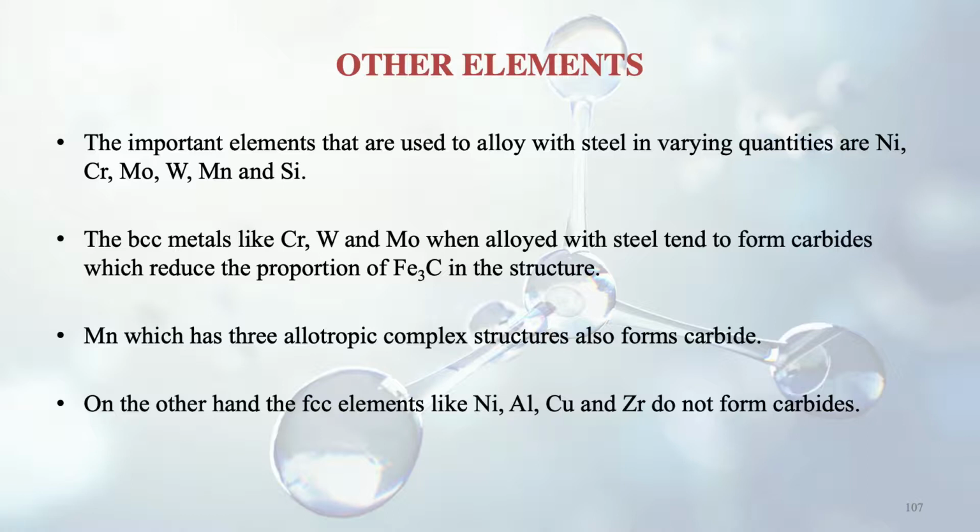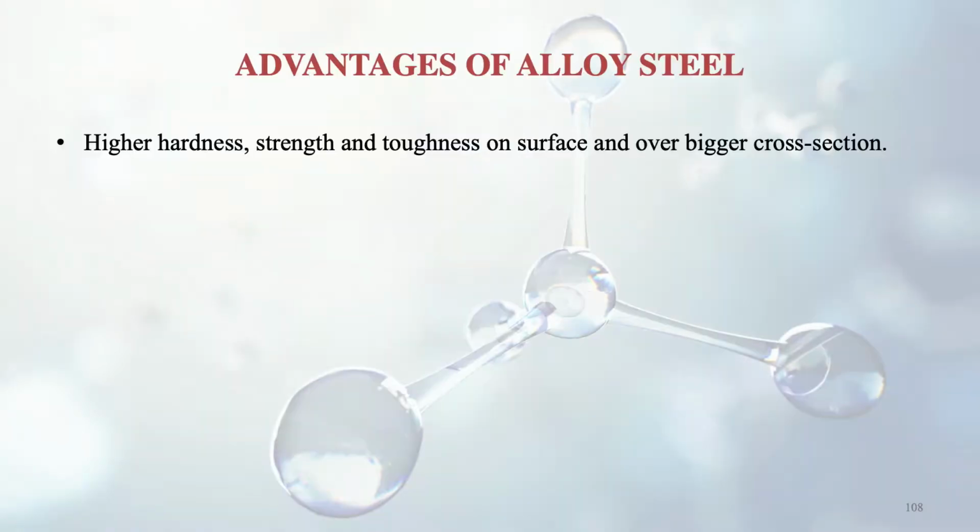So these do not form carbides. Only the body centered ones will form carbides. So what are the advantages of the alloy steel which we have discussed? We get higher hardness, higher strength and toughness also on the surface and also over bigger cross section.